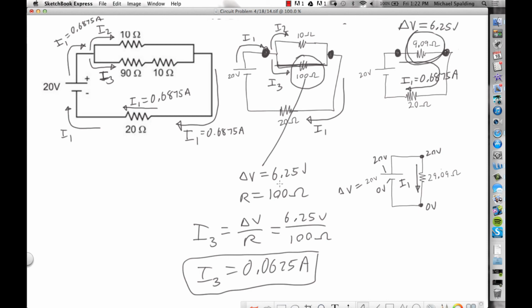Okay, period four asked the same question. Period four was like, wait a minute, hold on. Why do we not want to use the 90? Because look, what's the delta V across the 90? I don't know. But look, what's the delta V across both of these? 6.25 across both of them.